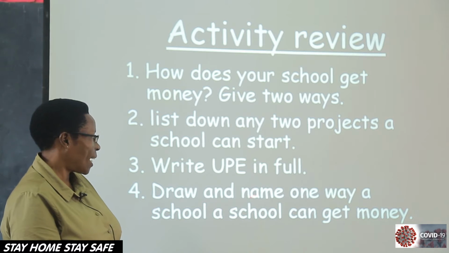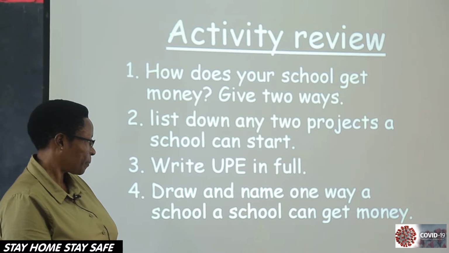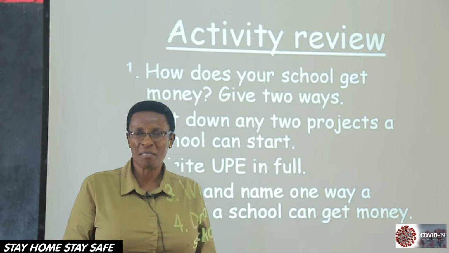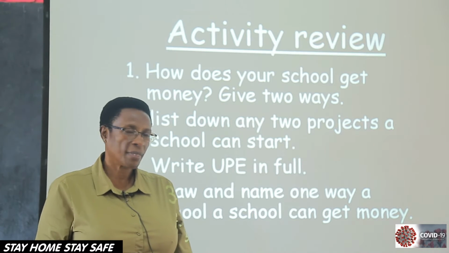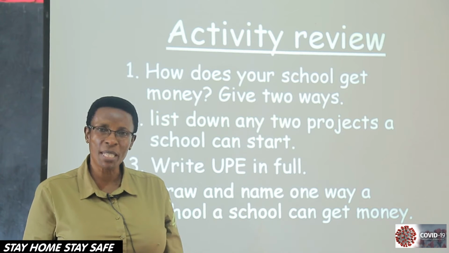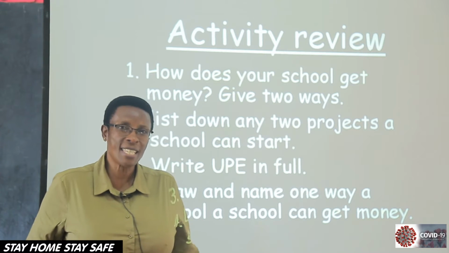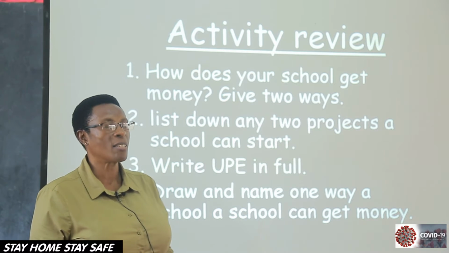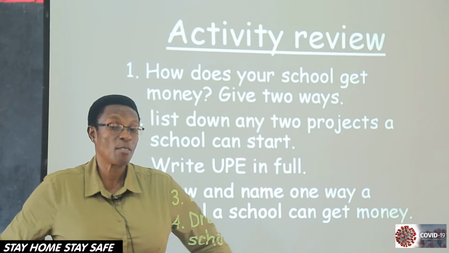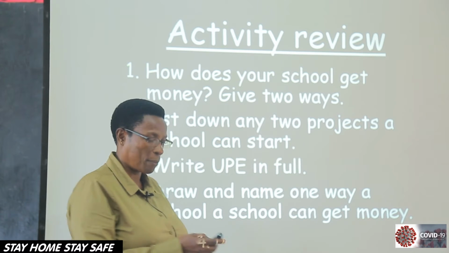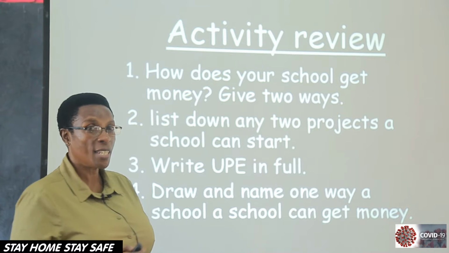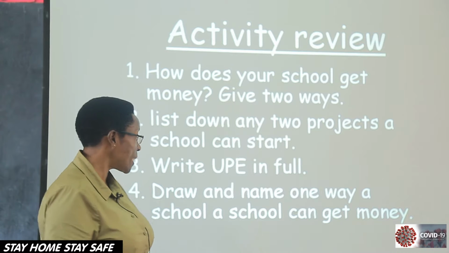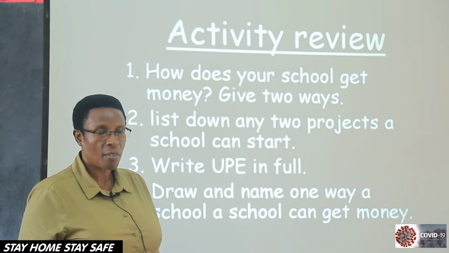Then draw and name one way a school can get money. I draw a project. I just draw cattle. I draw rabbit keeping. I draw children dancing on stage. Yes, that is children. I said children stage concerts. So I draw children on stage dancing. Okay. All right, thank you. If you did this exercise very well, very good. If you passed all the numbers, thank you very much.